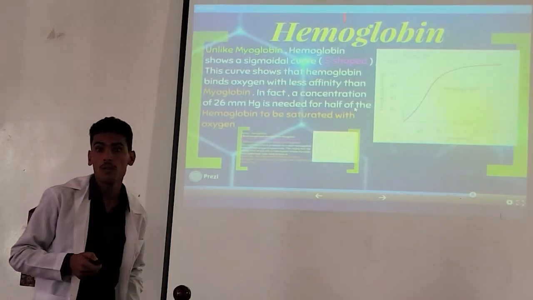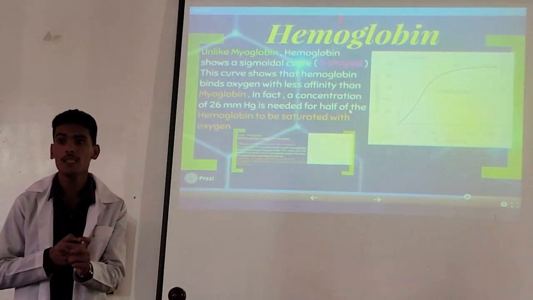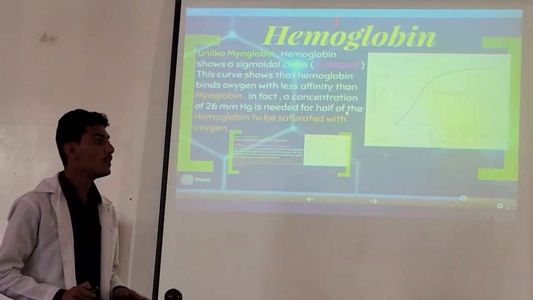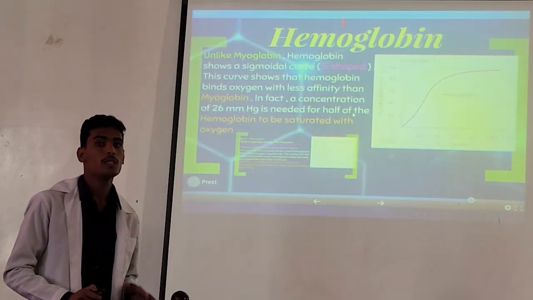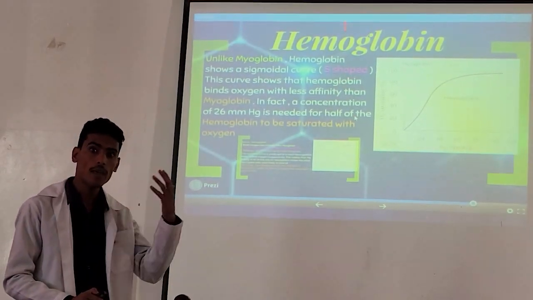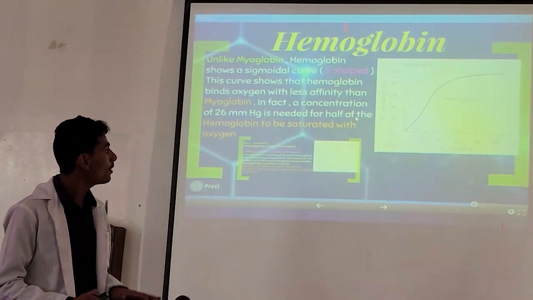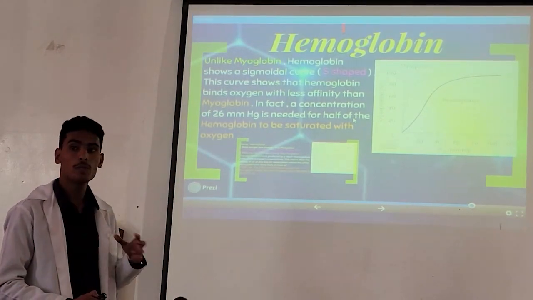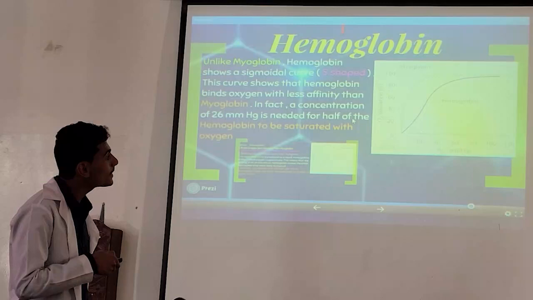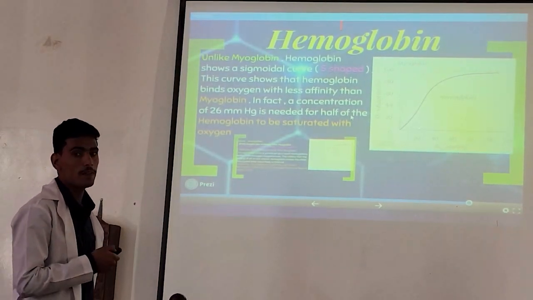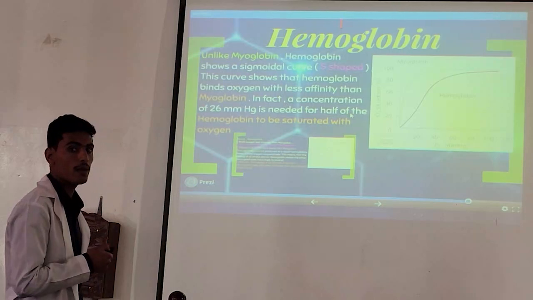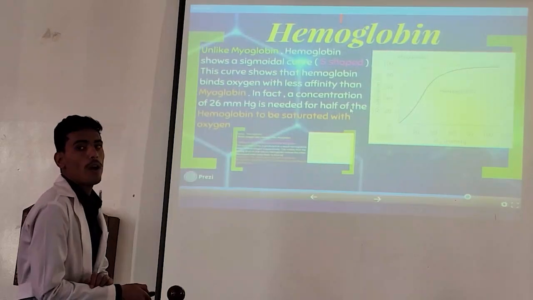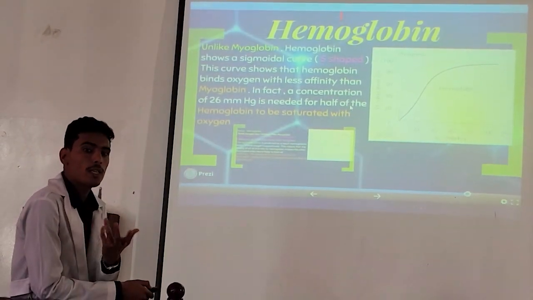We said that for myoglobin, the partial pressure of oxygen needed to make 50% of the myoglobin molecules bound with oxygen was 2 millimeters of mercury. This means that myoglobin has a very high affinity for oxygen. But for hemoglobin, the partial pressure needed to make 50% of the hemoglobin molecules saturated with oxygen is 26 millimeters of mercury. So its affinity for oxygen is lower than myoglobin's. And this explains why our body prefers hemoglobin as the oxygen carrier and not myoglobin.